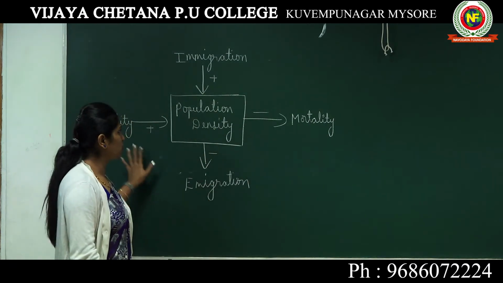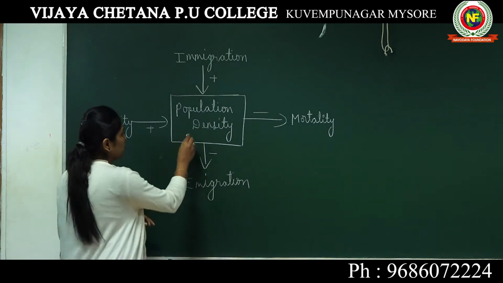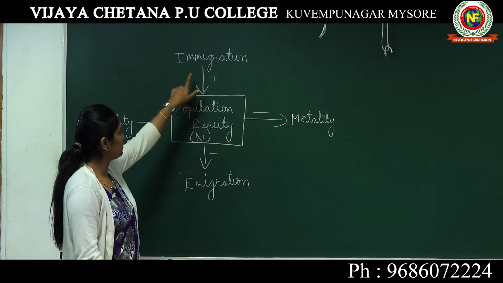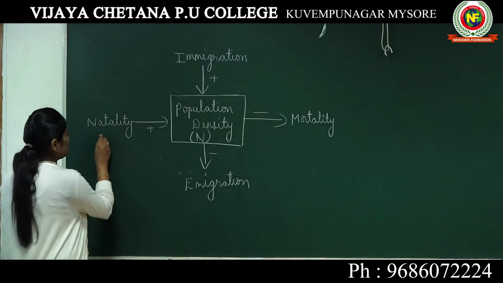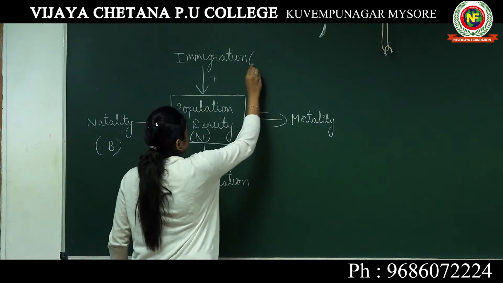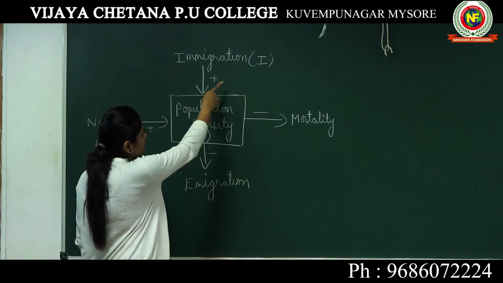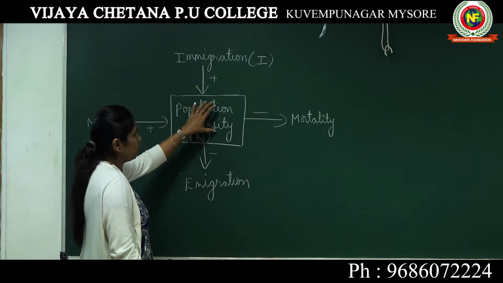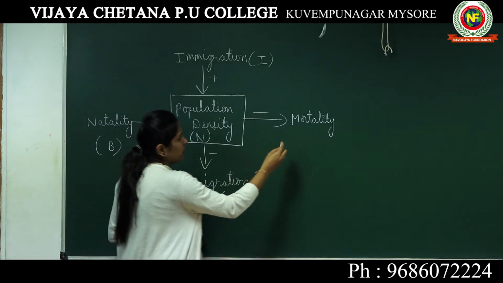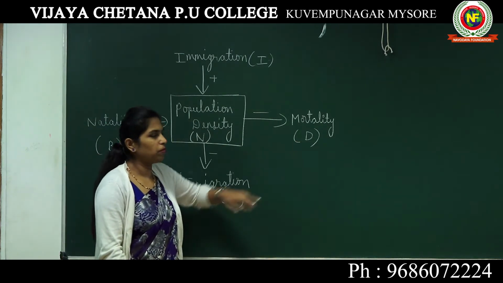How a population growth is represented. Here is population density, which will be represented with the capital letter N. How is it increased? With the help of natality, which is birth rate, represented as capital B, and with the help of immigration, represented with capital I. Population density is increased by immigration and natality, whereas it will be decreased by emigration and mortality, which is death rate, represented by D.